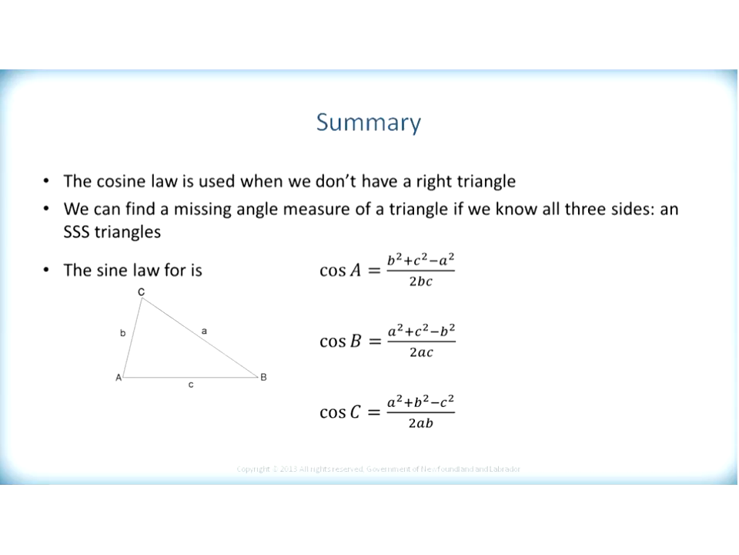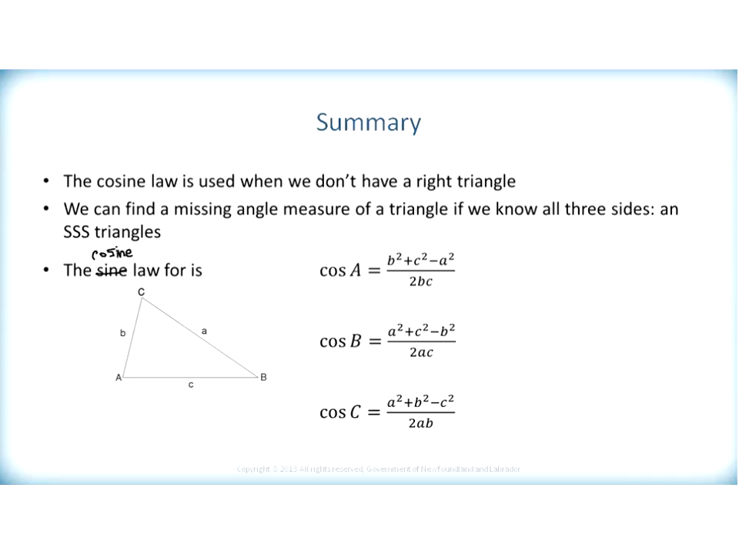So to summarize the cosine law, we've done a couple of examples. The cosine law can be used when we don't have a right triangle. So they're again called oblique triangles. We can find a missing angle in a triangle if we know all three sides. And if we know all three sides, we call it an SSS triangle, side, side, side triangle. And we can use our cosine law. Oh, and I forgot to write in cosine here.